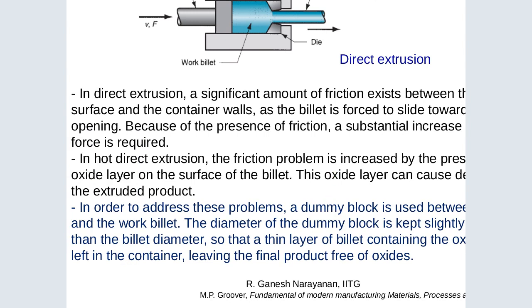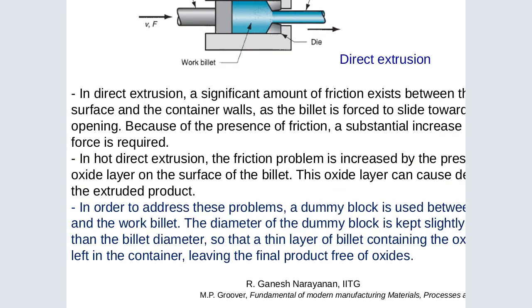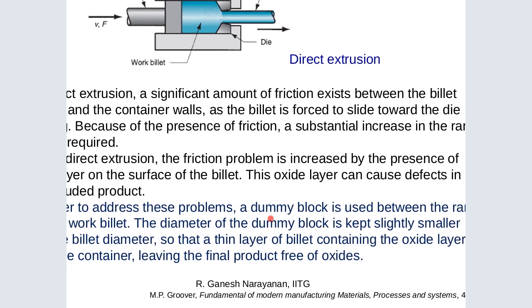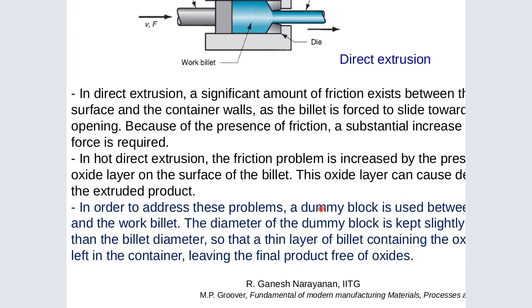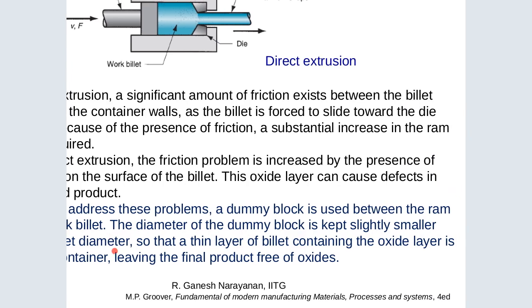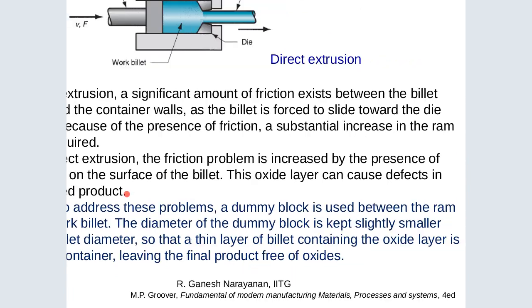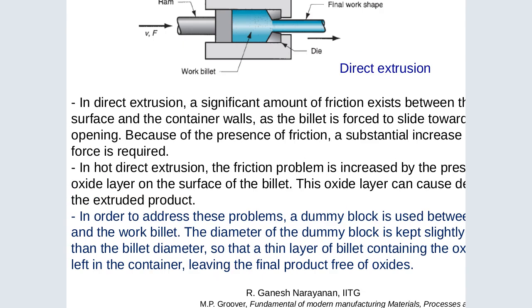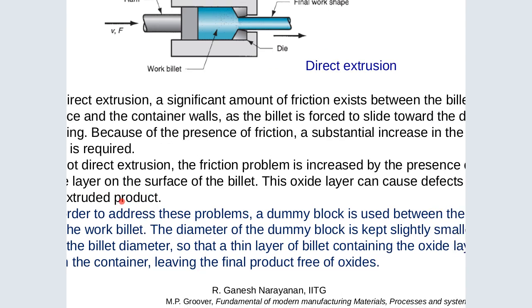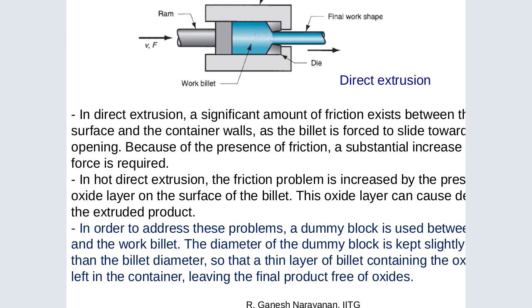So in hot direct extrusion, the friction problem is increased by the presence of an oxide layer on the surface of the billet. This oxide layer can cause defects in the extruded product. In order to address these problems, a dummy block is used between the ram and the work billet. The diameter of the dummy block is kept slightly smaller than the billet diameter, so that the thin layer of the billet containing the oxide layer is left in the container, leaving the final product free of the oxide.